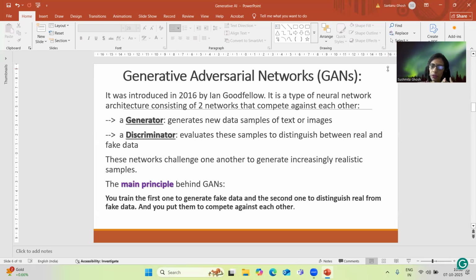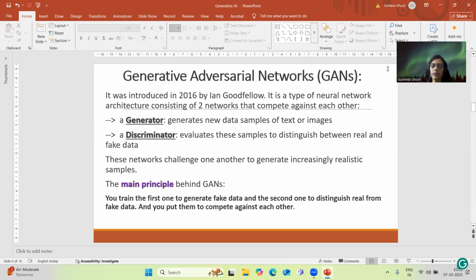What is the generator doing? Whatever you asked it to generate, it has generated that. Samples. Like this, like this, like this, multiple samples. Now the discriminator is going to evaluate these samples: how close are they to my real one? Are they looking fake, or are they very near to the real? They evaluate and then keep on giving input to the generator: improvise, no, next, no, next, no, next. Right? So they challenge each other and ultimately give you a more realistic output. It's a very interesting concept.